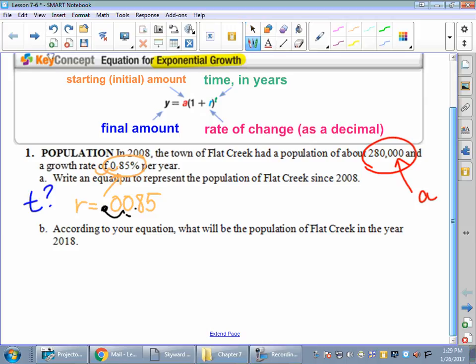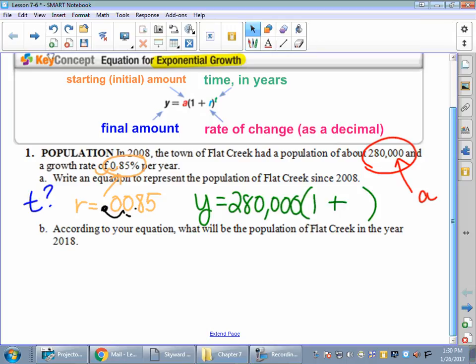So we're going to put y equals, in place of the A, 280,000 people, parentheses, 1 plus something. What is that R going to be? I probably didn't leave enough room for it, but 0.0085. And we said t we do not know, so I'm going to leave that as an exponent on the outside of that problem.